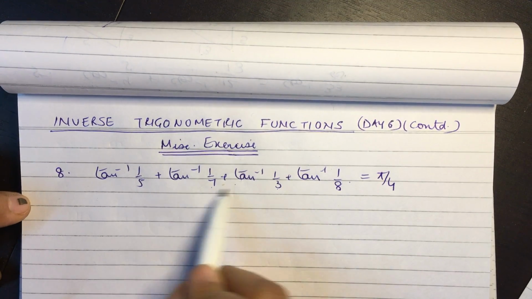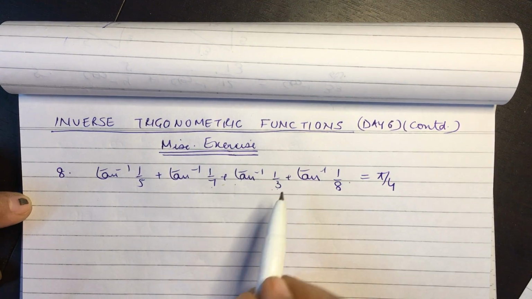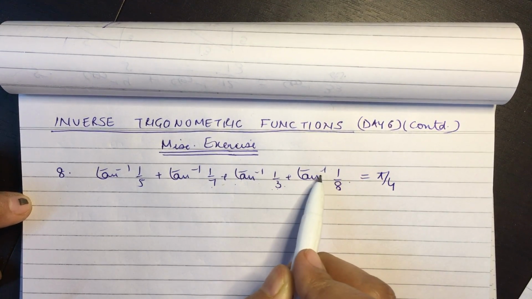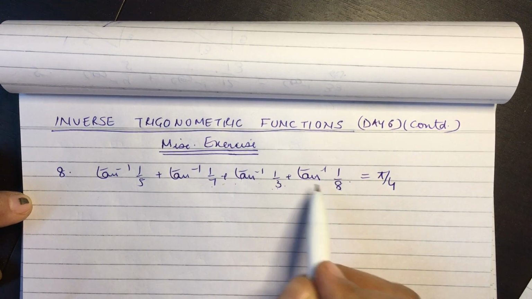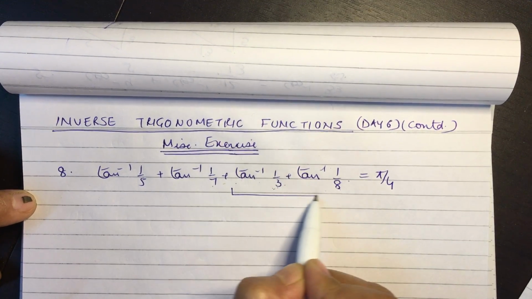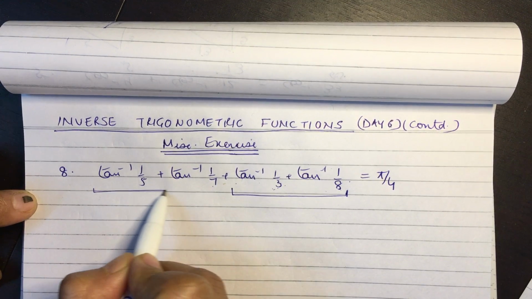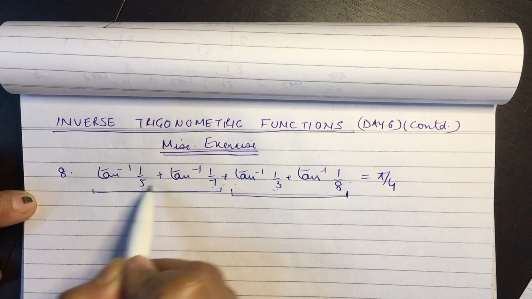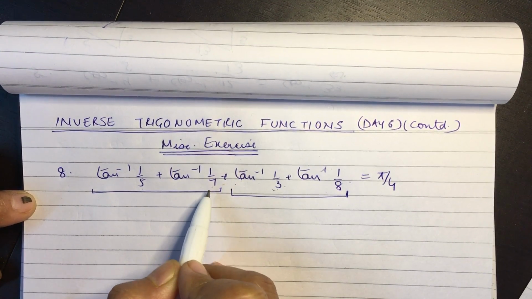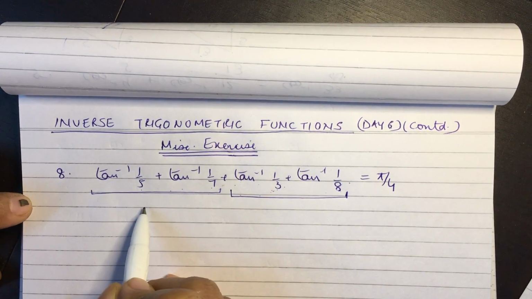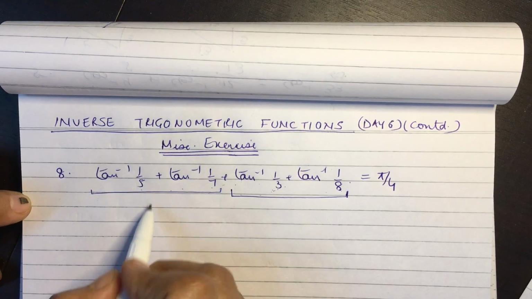When you put them together in that manner, you will get tan inverse 1 upon 3, which is one extreme, plus tan inverse 1 upon 8, which is the other extreme. These two are together, and the middle two ones are tan inverse 1 upon 5 plus tan inverse 1 upon 7. So we'll combine these and work exactly in the same function.